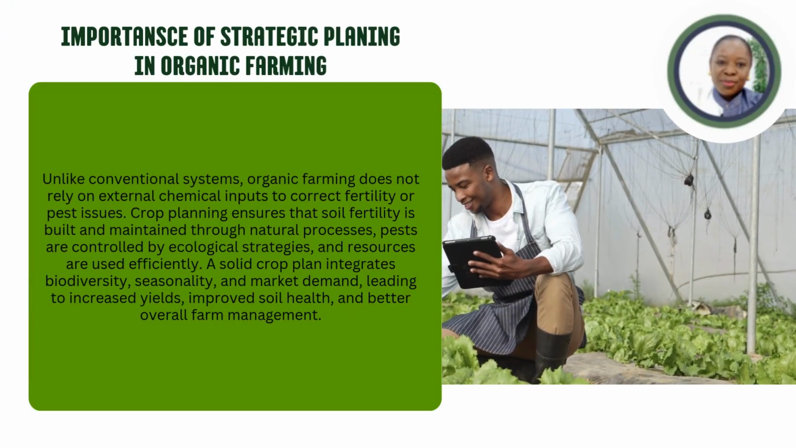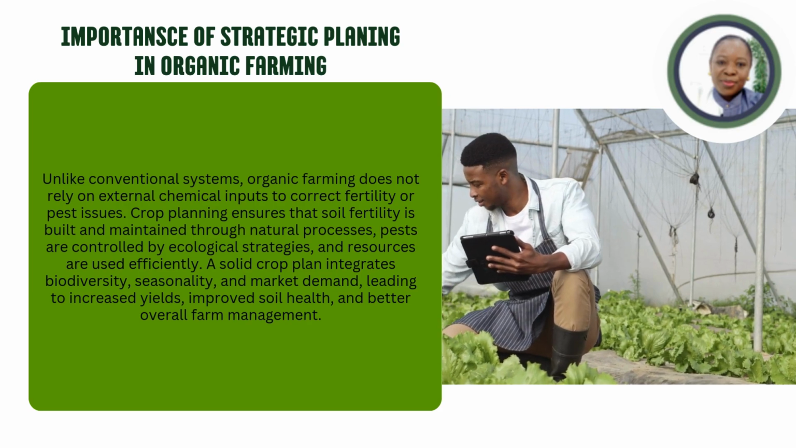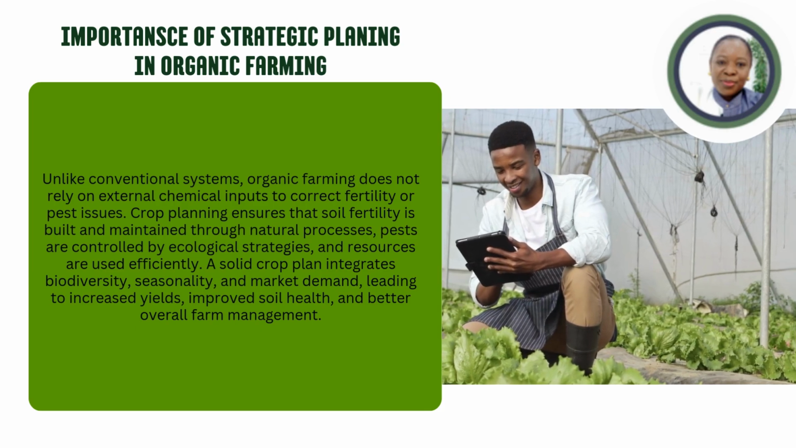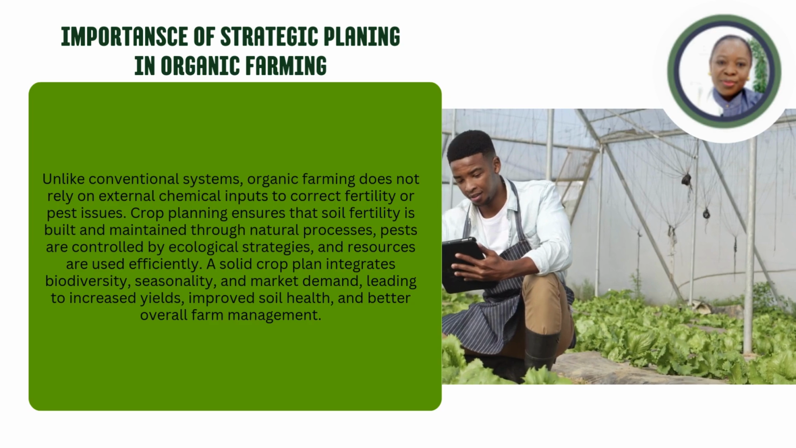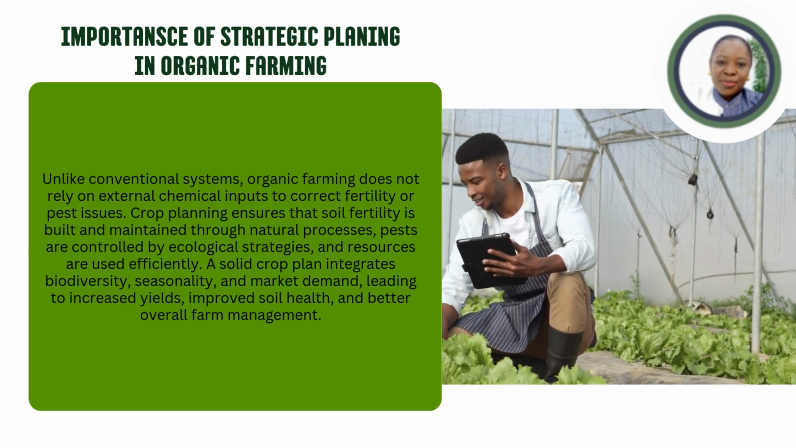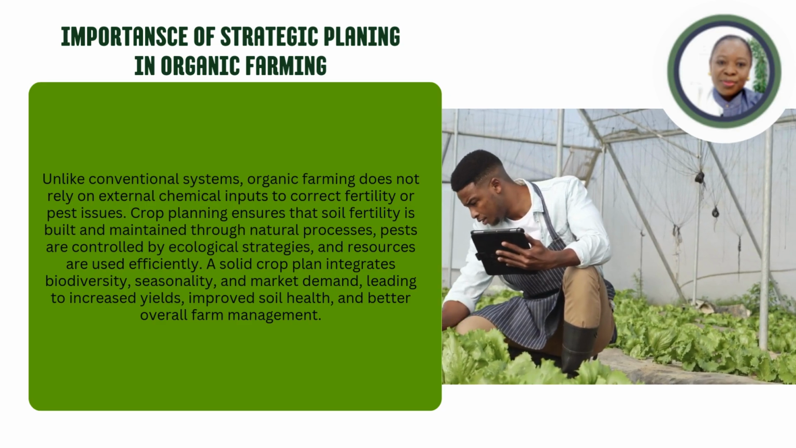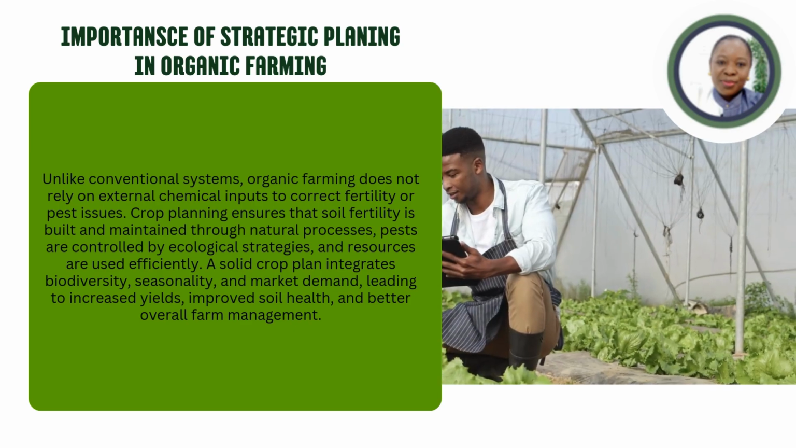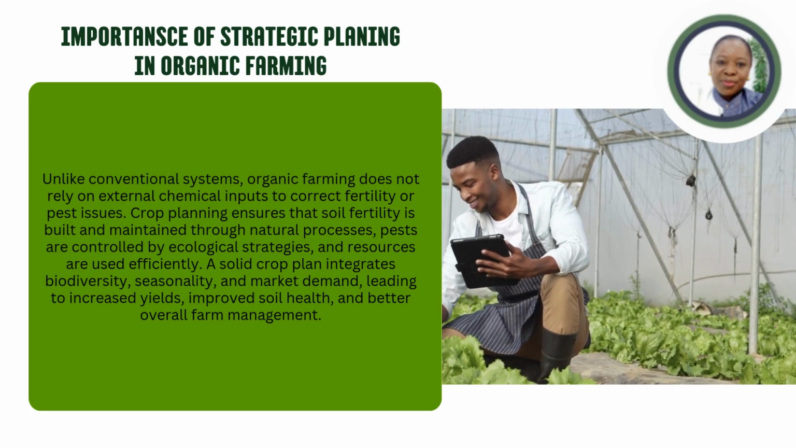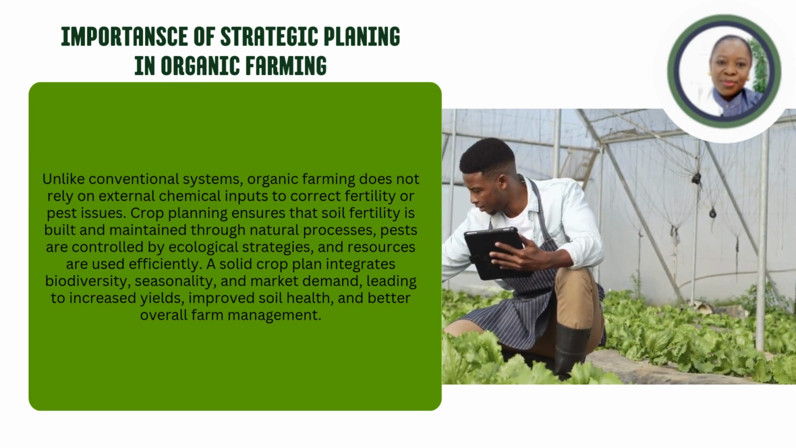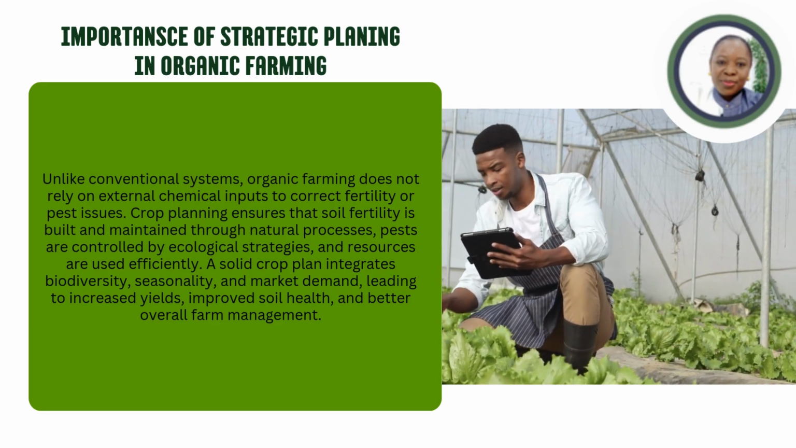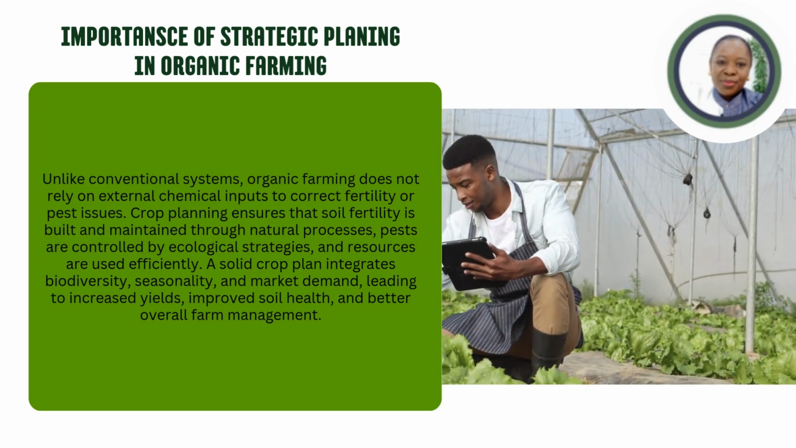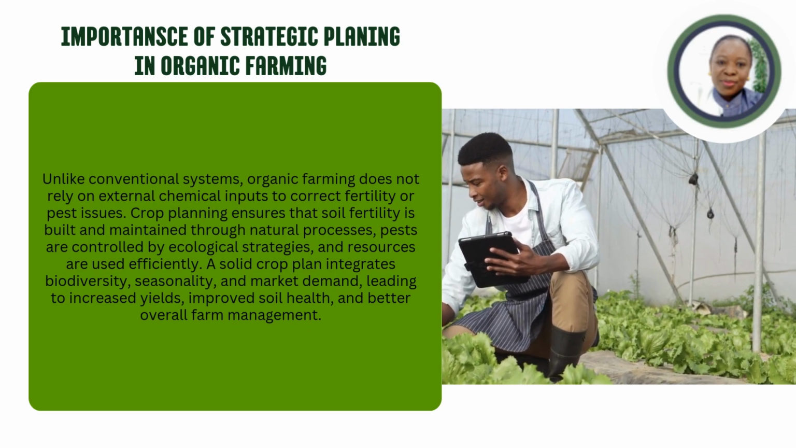Importance of strategic planning in organic farming. Unlike conventional systems, organic farming does not rely on external chemical inputs to correct fertility or pest issues. Crop planning ensures that soil fertility is built and maintained through natural processes. Pests are controlled by ecological strategies, and resources are used efficiently. A solid crop plan integrates biodiversity, seasonality, and market demand, leading to increased yields, improved soil health, and better overall farm management.